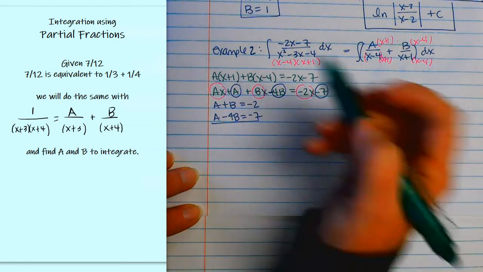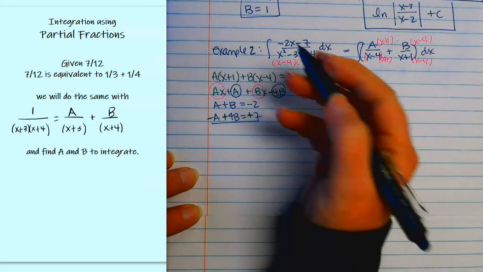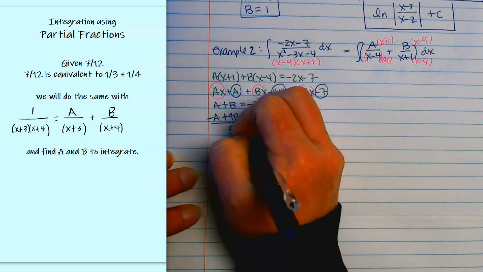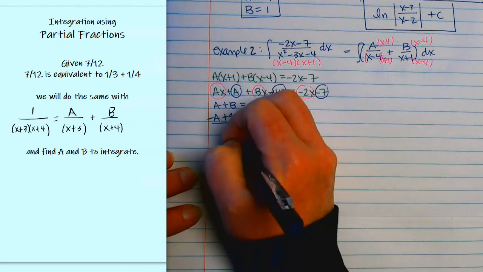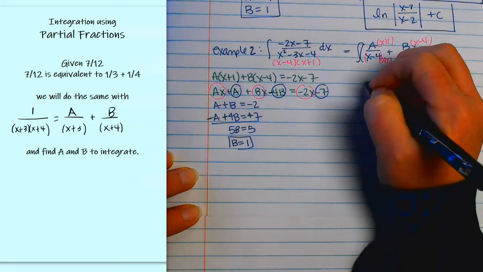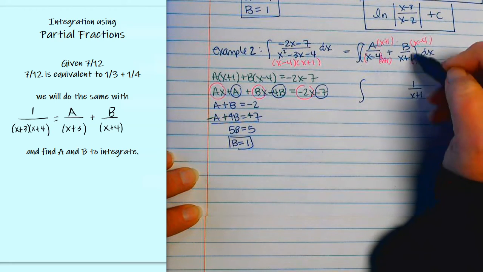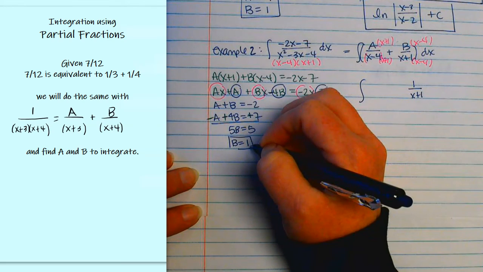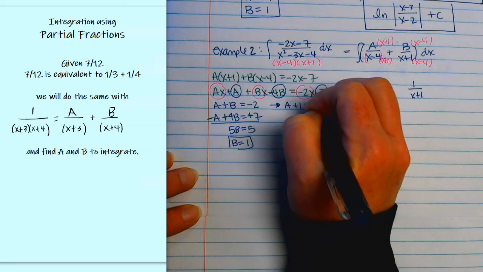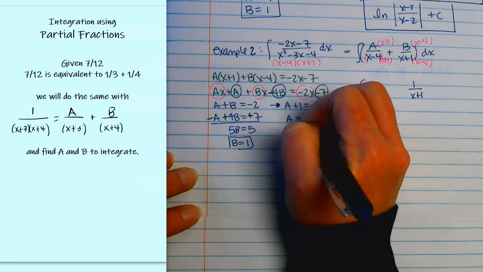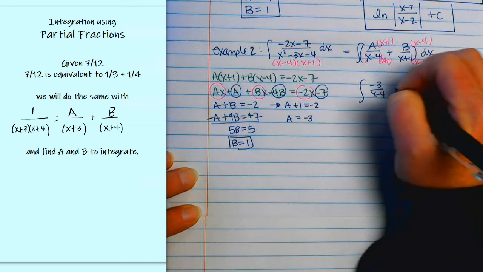I can change all the signs, right, so that the a's will cancel. And that gives me 5b equals 7 minus 2, or 5b equals 1. So now I know that this fraction is really 1 over x plus 1. I've figured out this fraction. Now I need to solve for a. I can go right here. A plus 1 equals negative 2. A equals negative 3. Now I have the second fraction, negative 3 over x minus 4.